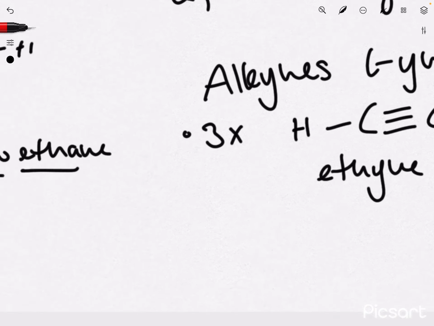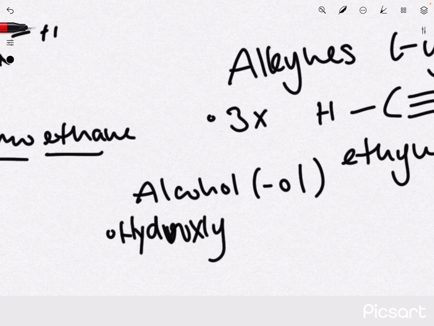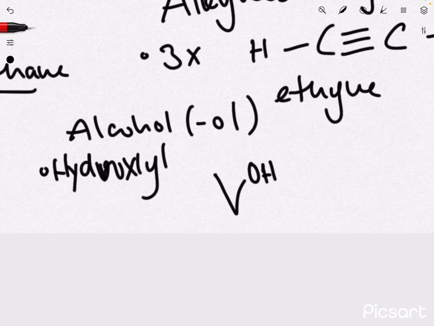Now let's look at alcohols. Your suffix will just be -ol. And you know that you have an alcohol on your hands when your structural formula presents a hydroxyl group, or essentially when you see OH on there, and this is ethanol.